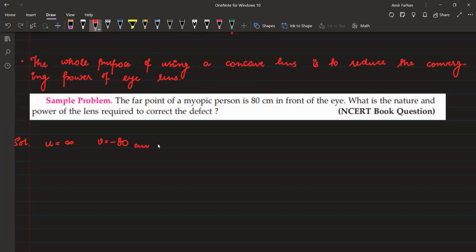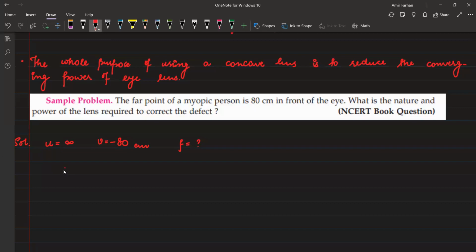And what is the power of lens required to correct the defect? So we have to calculate the power. So first of all, we have to calculate the focal length. The question is saying that the far point of a myopic eye is 80 centimeter. If we are using the words far point, then the far point of a human eye means that the object is placed at infinity. Okay?